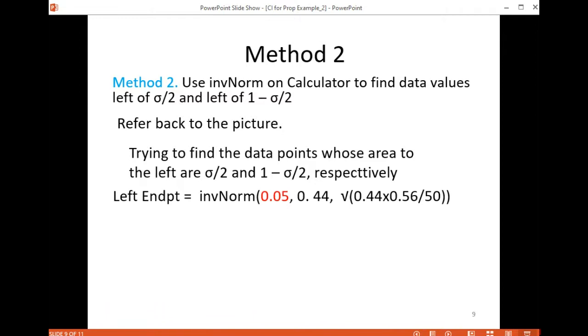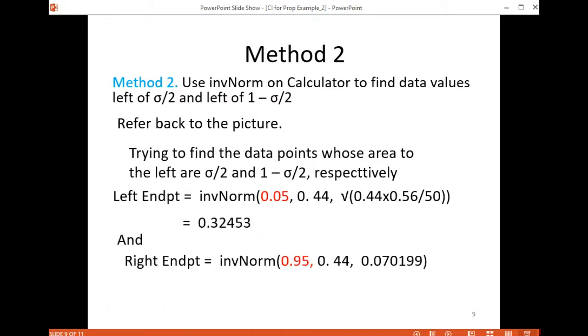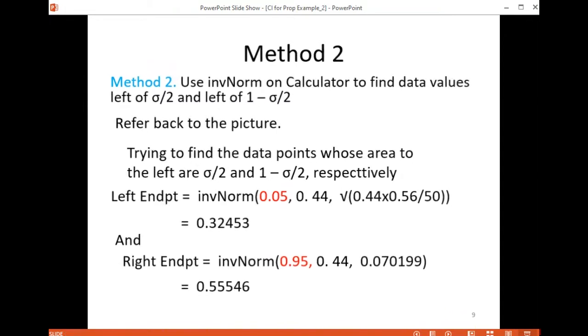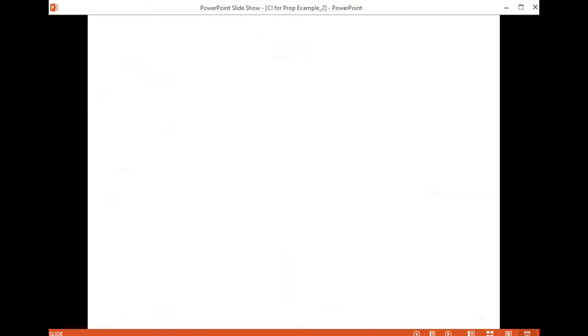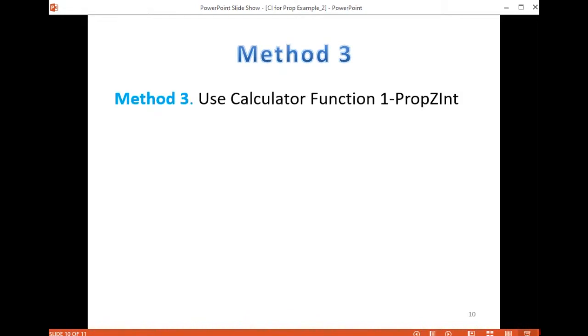So you plug those two, and they will give you the left and right endpoint. Again, you see we get the same value for the left endpoint and for the right endpoint. So we have the same value for the confidence interval. So we have 2 methods of doing it so far. Now we're going to move on to method number 3.